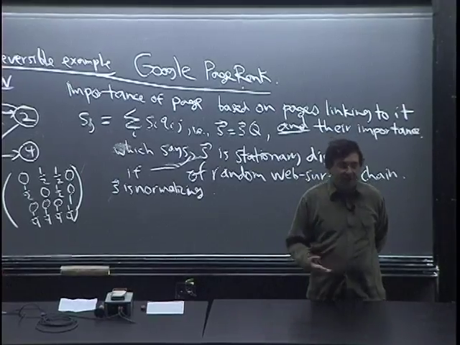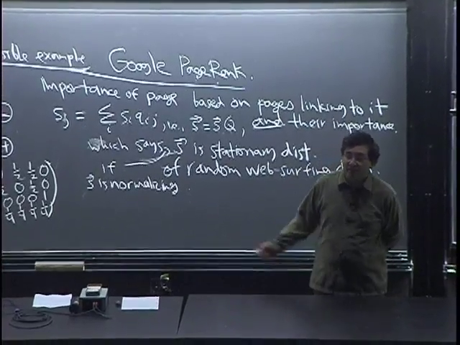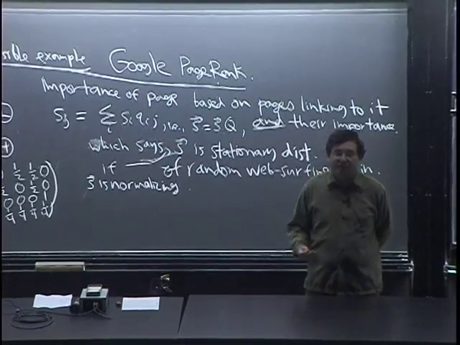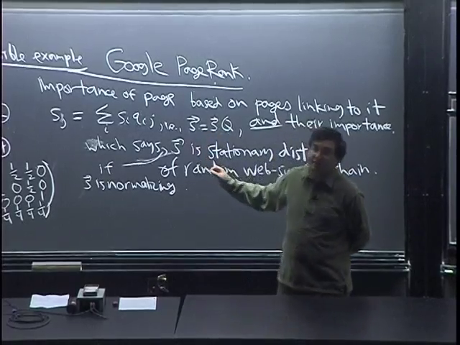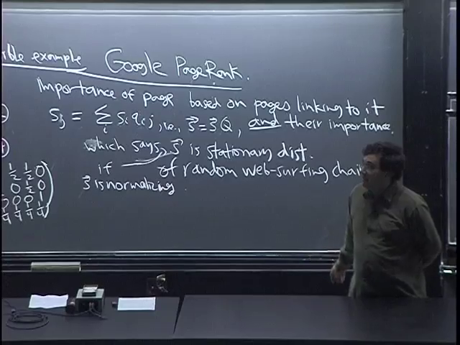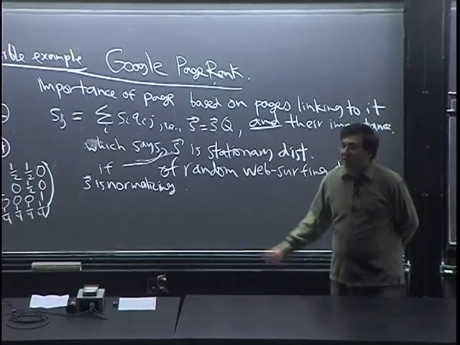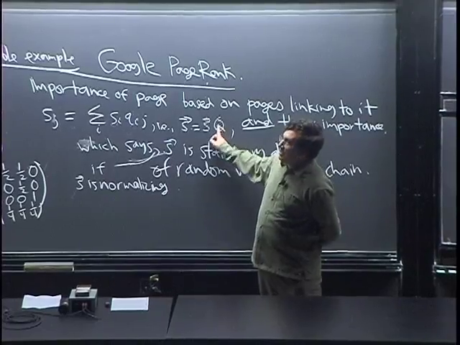One reason is what I just said, that intuitively it makes sense to think of these as the long-run fraction of time for randomly surfing the web. So this gives a nice extra interpretation. But I also want to show you how this helps with the computation, because the computation is immensely difficult.